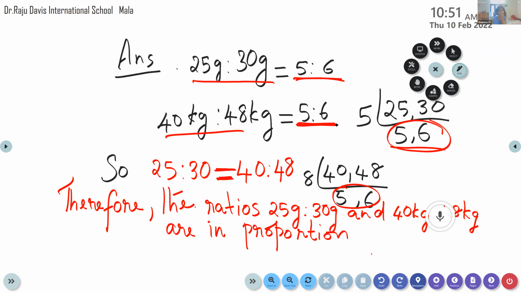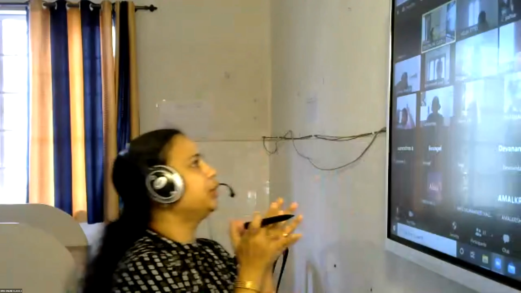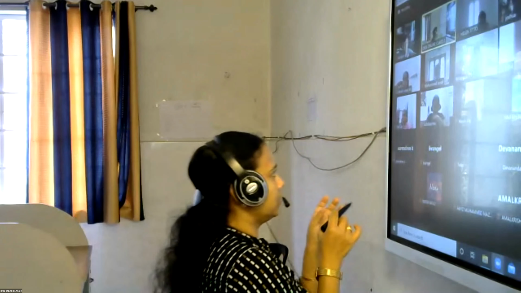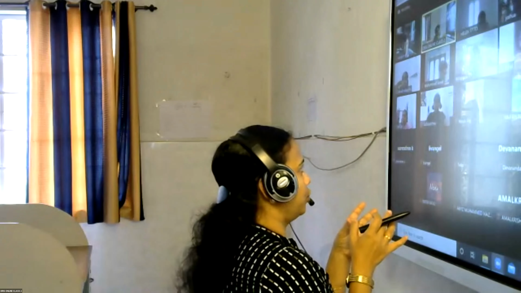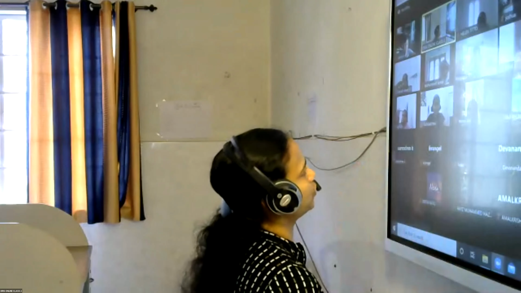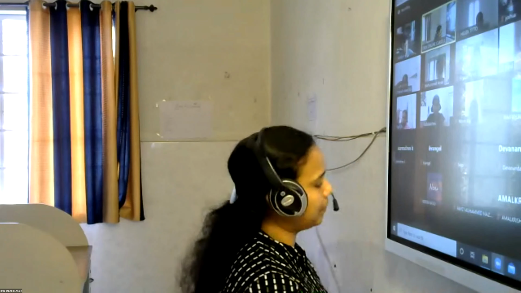Ma'am, is there any problem if the two ratios are in different units? No, but within one ratio, the unit should be the same. Okay, ma'am. We cannot take gram and kilogram together in one ratio. But in different ratios, it's okay. Okay, second question. Example 2. Have you all completed this? Yes, ma'am.